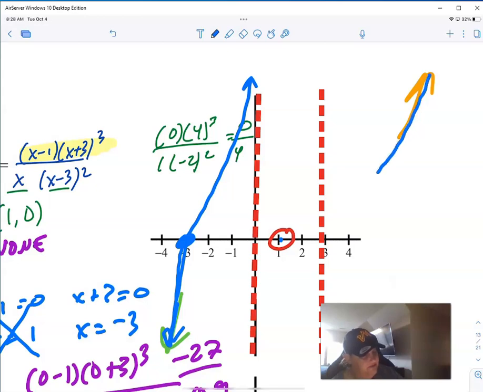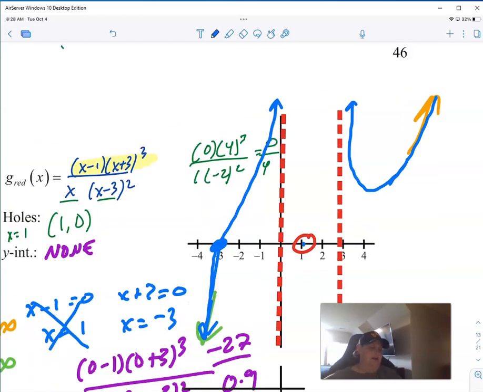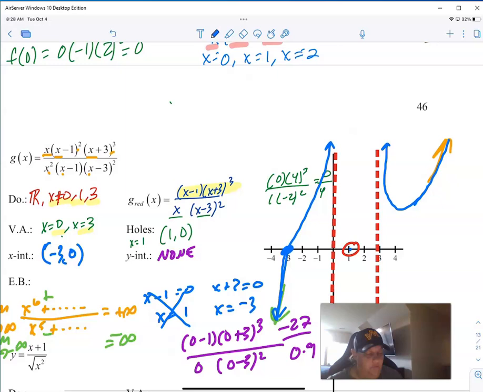This goes like this. And then you guys, it can't cross because if it did, I'd have an x-intercept there. It can't cross. I'm thinking it goes like that or something. And then through the middle, I don't really know exactly how it goes. I could plug in a point to see.